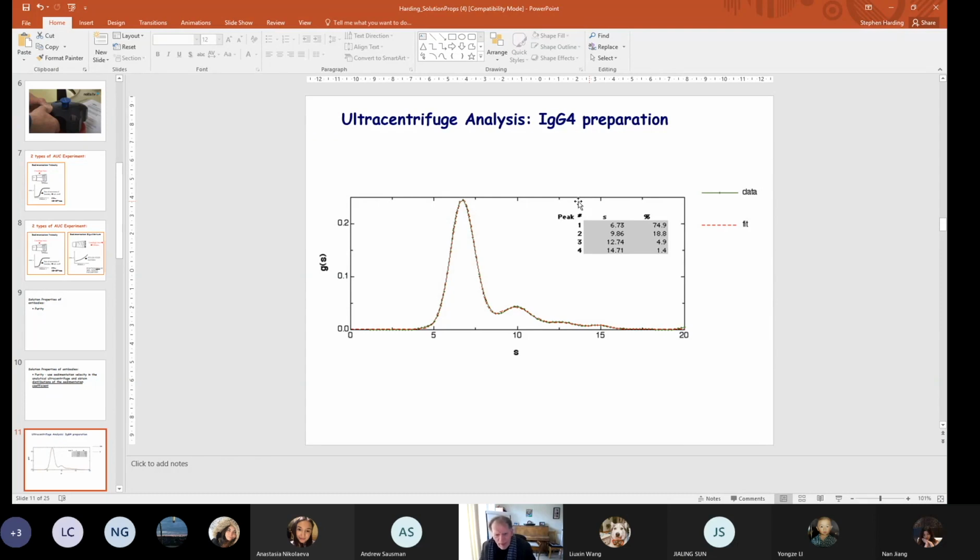Not sure. But dimers certainly were not the best friend of this company, because this represents aggregate. And then you have another set of aggregates here. There's 18.8% of this dimer. There's 4.9% of this material here, which is 12.74 Svedbergs, and there's 1.4% of this 14.74 Svedberg aggregate. So this is a very impure preparation.